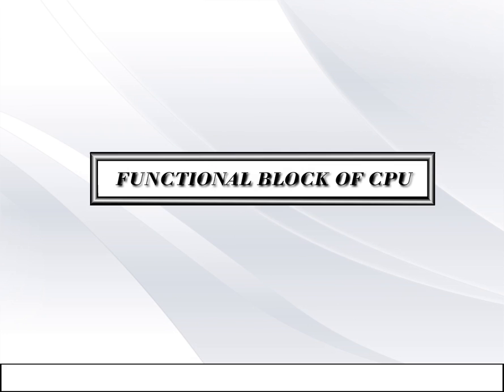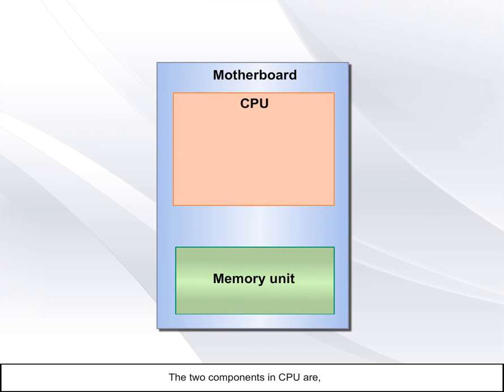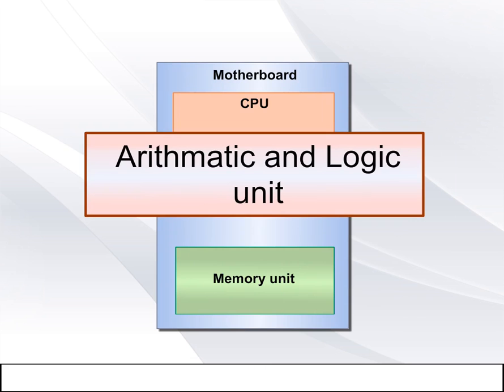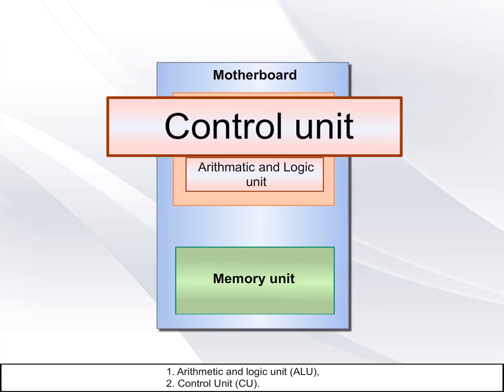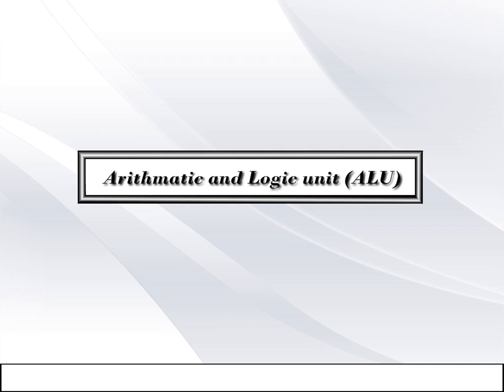Functional block of CPU. The two components in CPU are Arithmetic and Logic Unit, ALU, and Control Unit, CU. Arithmetic and Logic Unit, ALU.